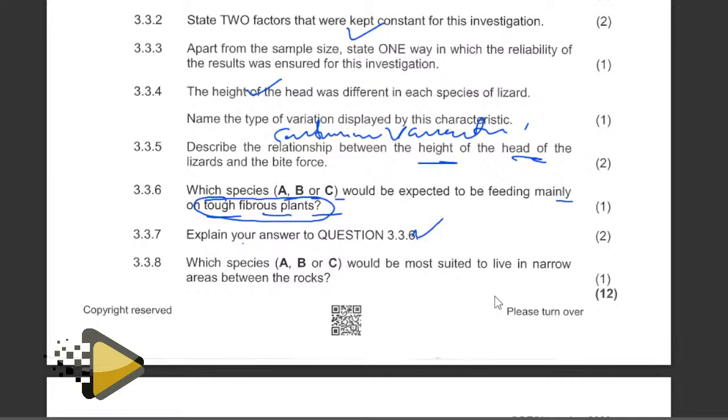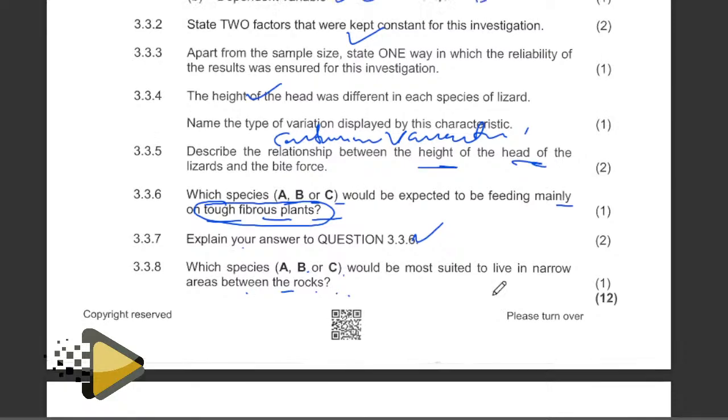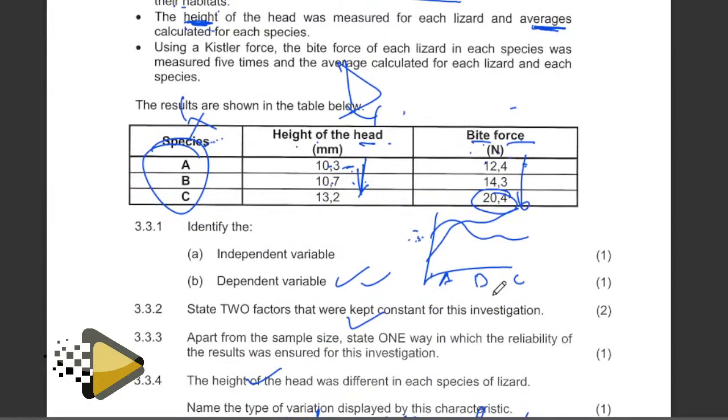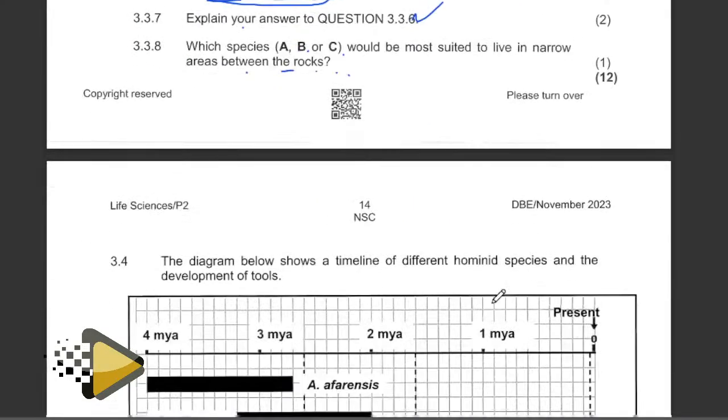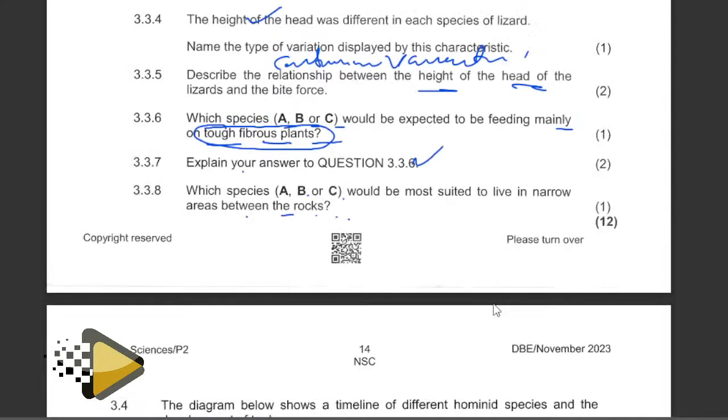Which species, A, B, or C, would be the most suitable to live in narrow areas of the rock? The one which has the small head, because it can go through the narrow crevices. So basically it is species A. They didn't ask you for the reason, but if they had asked you, then you'd have said that it is because it has a small head. So that is the correct answer.